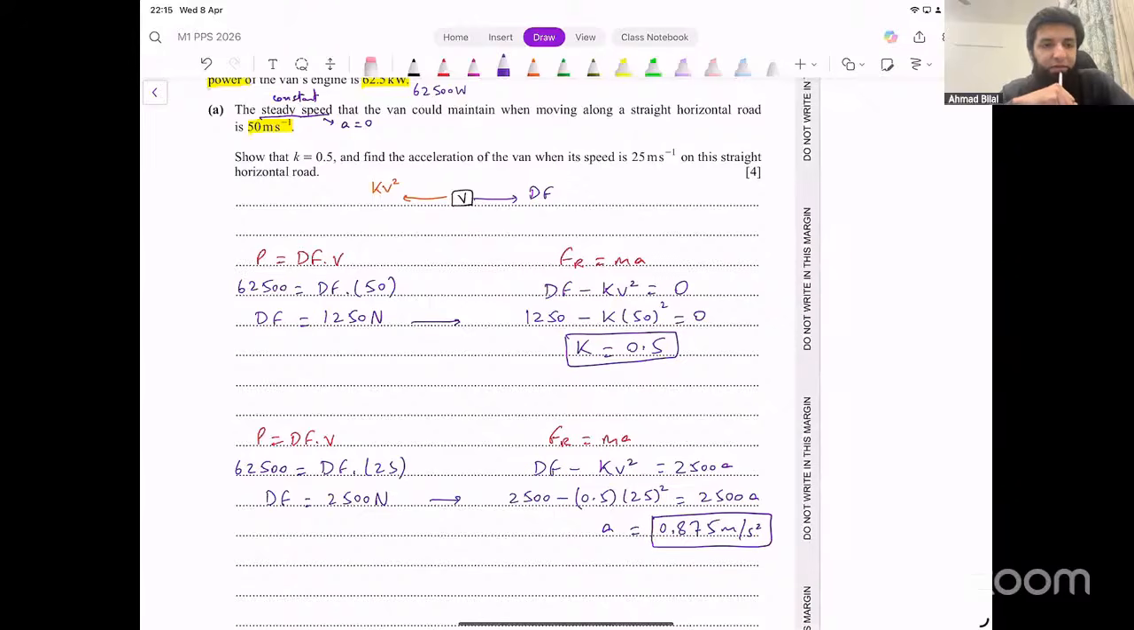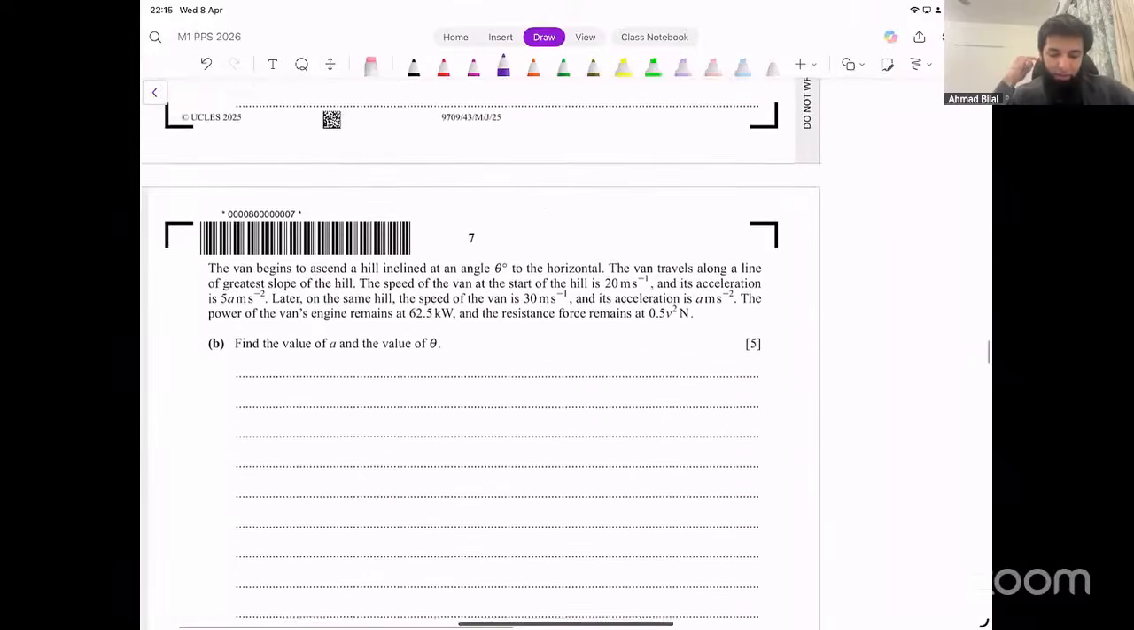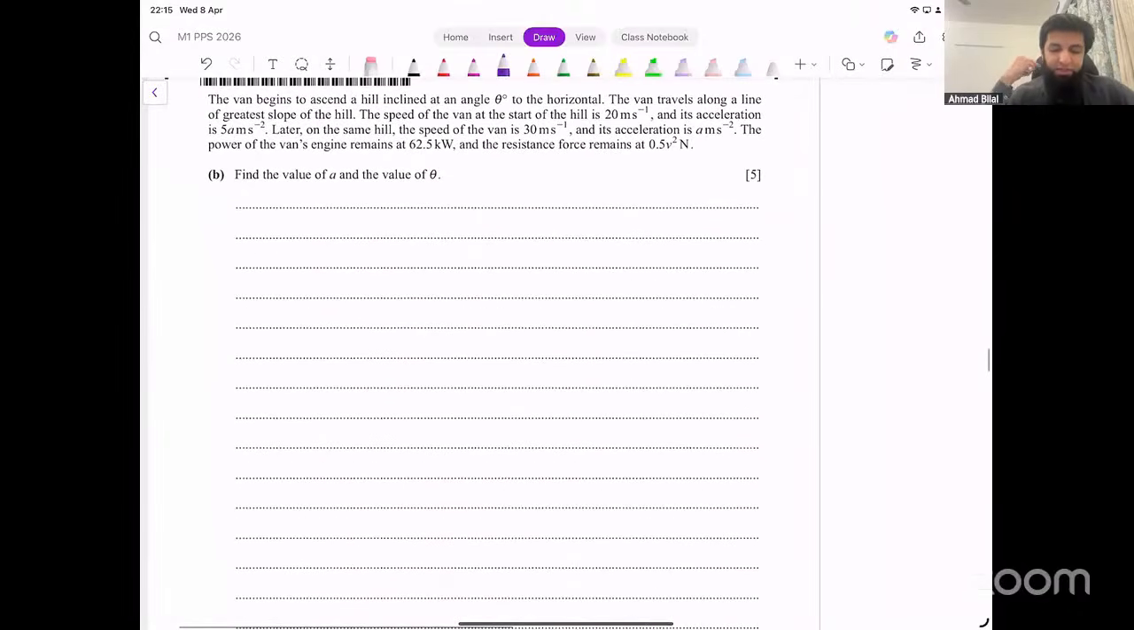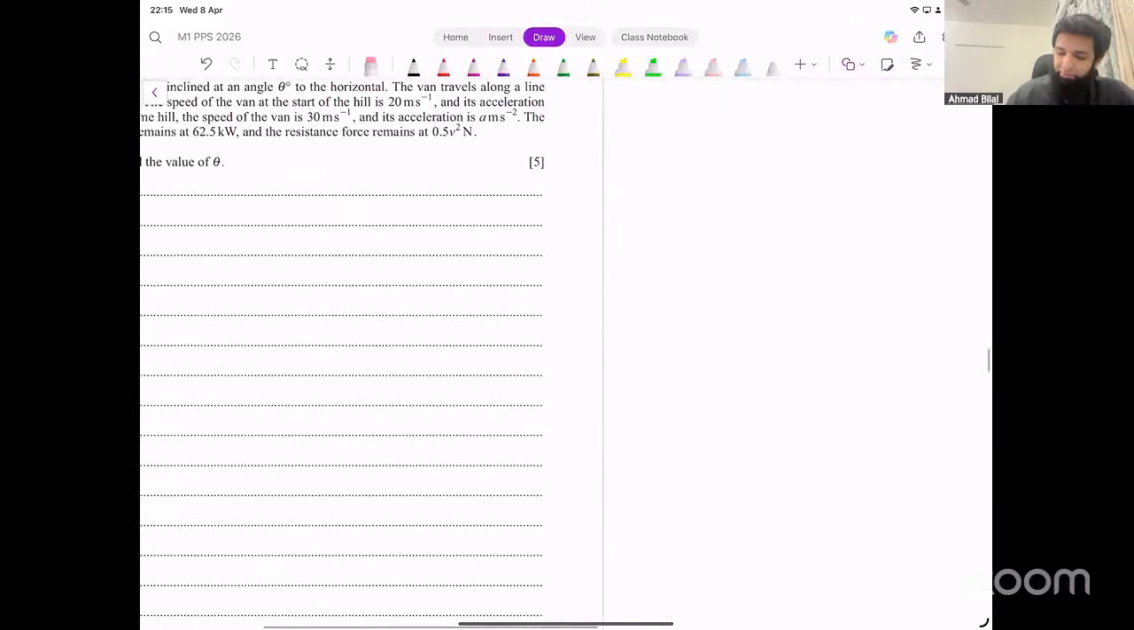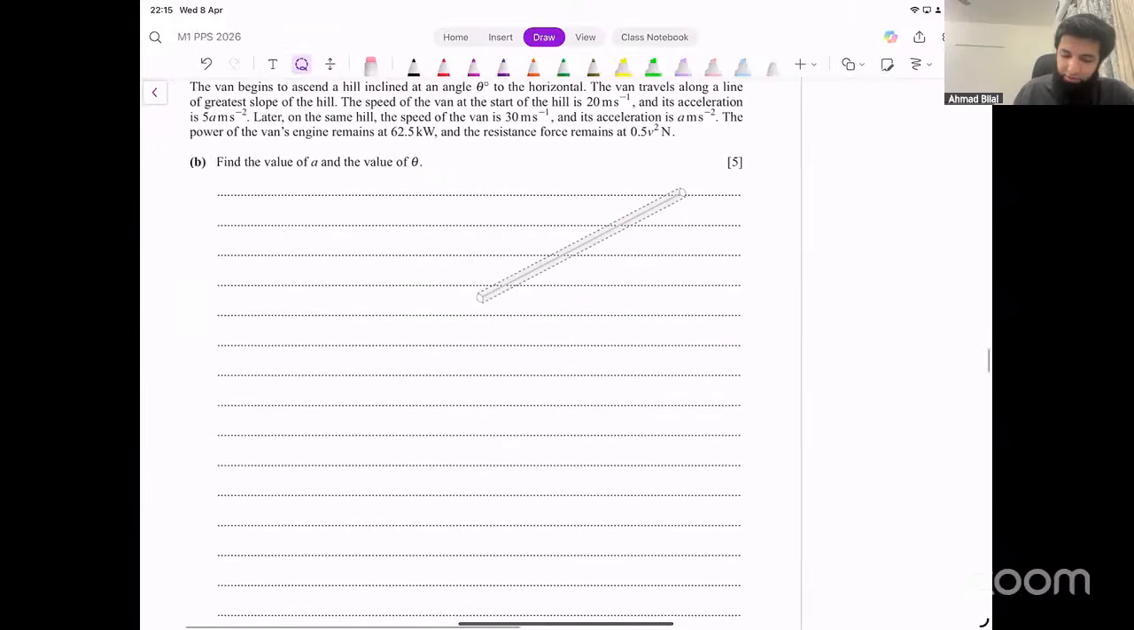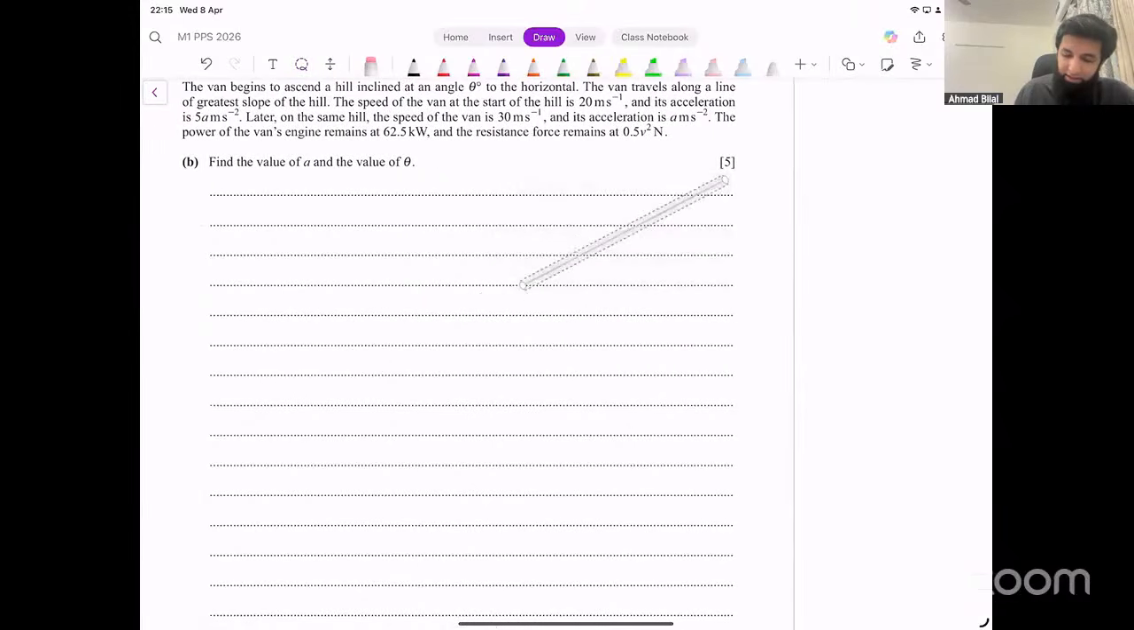Makes sense, right? Do we move on now? Next part. Okay, thank you. Let's do the next one now, part B. Now it says the van begins to ascend a hill. So now we have an inclined surface. It begins to ascend a hill, which is inclined at an angle of theta to the horizontal.